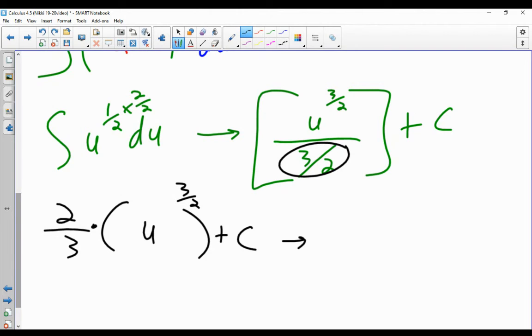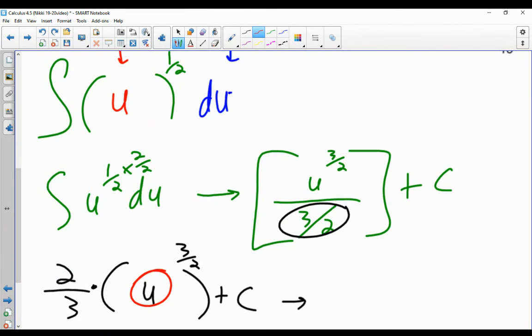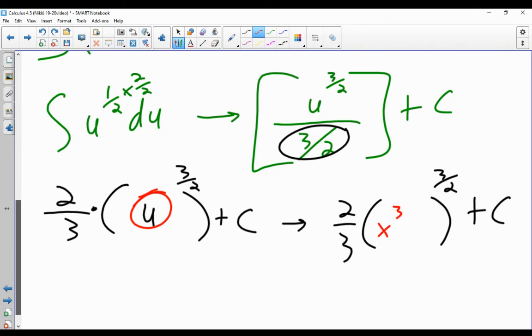Now, we don't need this u anymore. We have just done the antiderivative, so we don't need that u anymore. Let's replace it with its original, x cubed plus 1. So over here, I'm going to have 2/3, parentheses, to the 3 over 2 plus c. But in the parentheses, I'm not going to put u. I'm going to put x cubed plus 1. And there you go. We are 95% done. Oh, we're not done yet. We still got another 5% left to do.